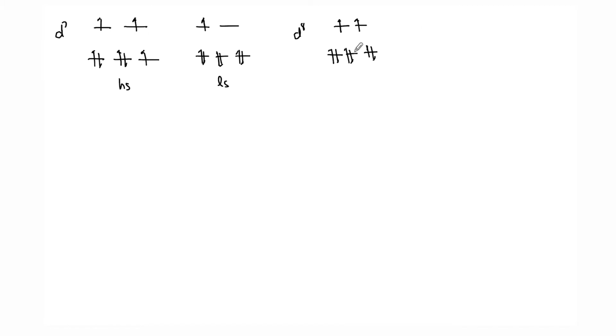Now D8. D8 has only one possibility and no degeneracy. D9 also will have only one possibility, no low spin, high spin. And D10 will have all filled, right?